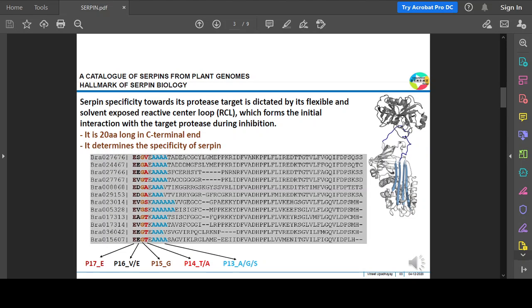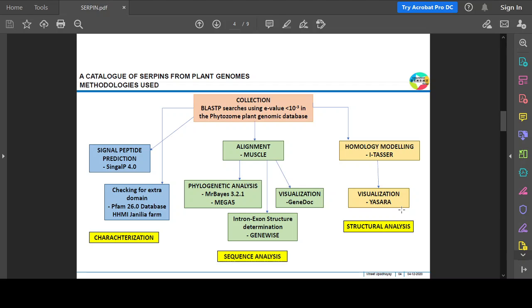The hallmark of serpin biology is a reactive center loop. The serine proteases cleave at the P1-P1' bond, and about 20 amino acid residues in the C terminal end constitute the reactive center loop. We can see the pattern highlighted here in the alignment of the Brassicaceae family, the P17, 16, 15, 14, and 13, with their corresponding conserved residues, so we can highly identify whether a protein is a serpin or not. Since the reactive center loop is the first part which binds to the serine protease, this determines the specificity of a serpin.